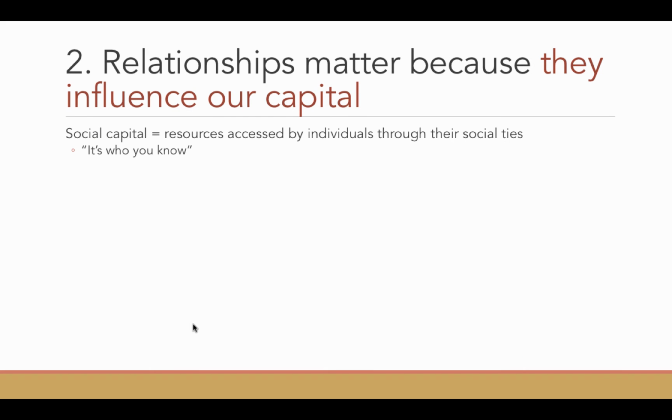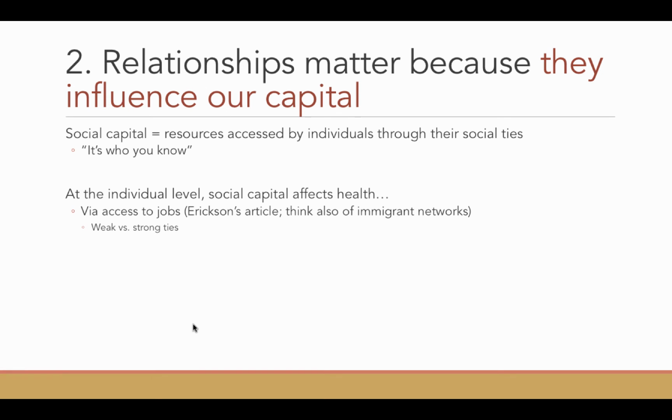So the second way that relationships matter is because they influence our capital, in particular, what's referred to as social capital. So social capital is the resources that are accessed by us individuals through our social ties. Okay, so it's about who you know. So let me give you some examples of how this happens at the individual level. First of all, this happens because we get access to jobs through our social ties. So that's a resource, right? Employment is a resource.